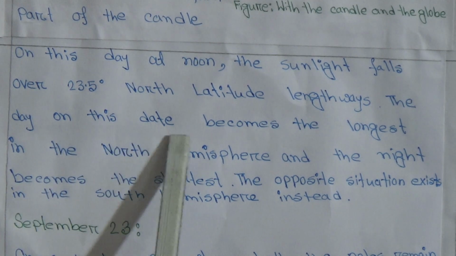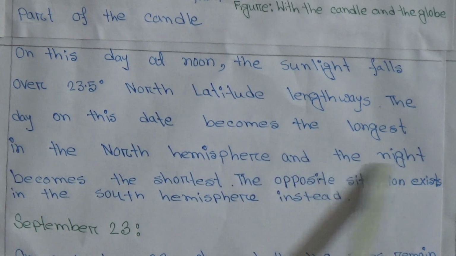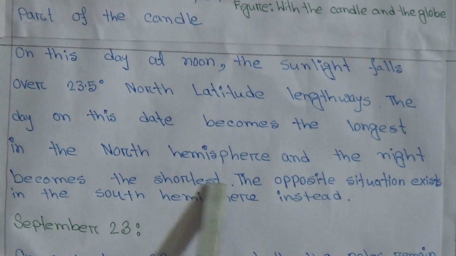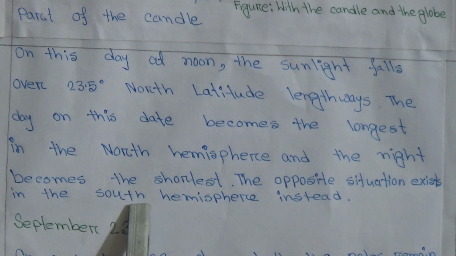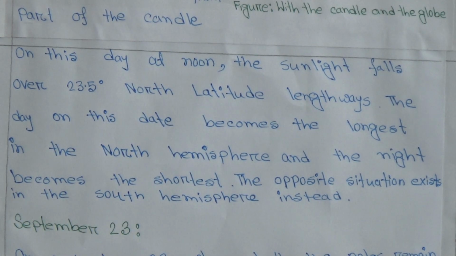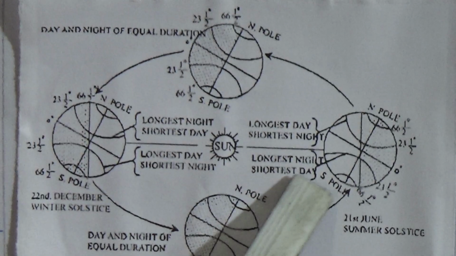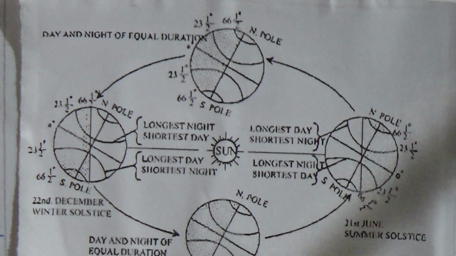On this day at noon, the sunlight falls lengthwise over 23.5 degrees north latitude. The day on this date becomes the longest in the northern hemisphere and the night becomes the shortest. The opposite situation exists in the southern hemisphere. So on June 21, North Pole, longest day and shortest night, and South Pole, longest night and shortest day.